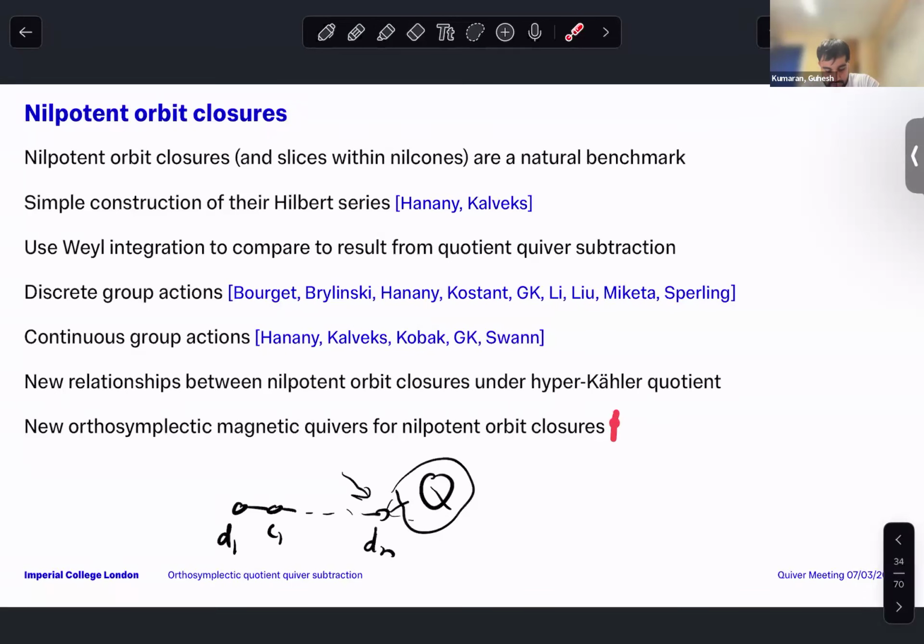Another nice byproduct of this analysis is that you get new orthosymplectic magnetic quivers for nilpotent orbit closures. Maybe ones that you didn't have a construction for before.